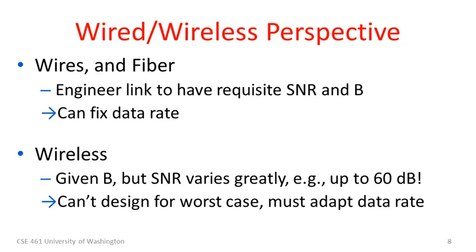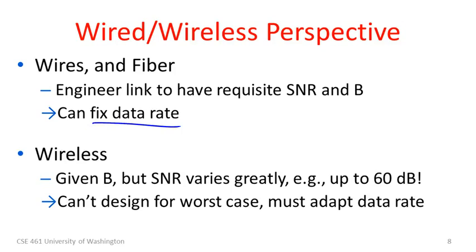With wires and fiber, you can often engineer the parameters. You can fix the bandwidth you're using by the quality of the wire and the signal-to-noise ratio. You might send a certain value in and say the cable can be no longer than 100 feet. This means that you can fix the data rate.